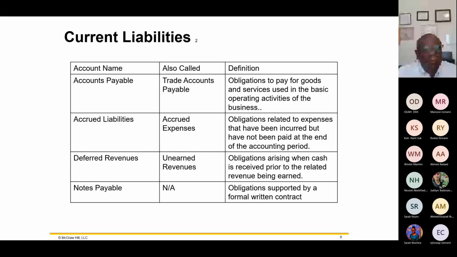How is account payable created? Who can answer that question? How is account payable created? Nobody has an answer, right? Or what? How is account payable created? How do we create account payable? How is account payable created by the company?